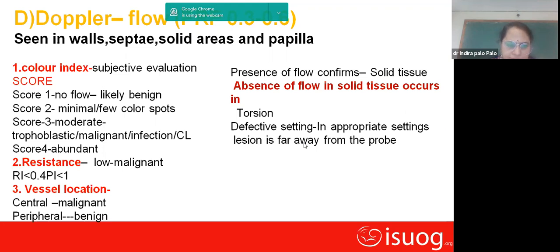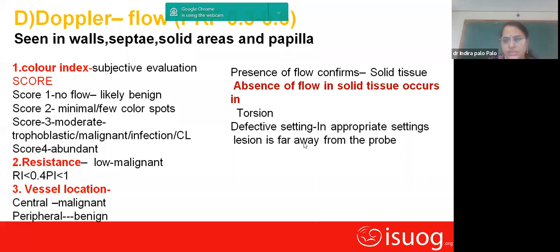If it is malignant, the RI may be less than 0.4 and PI may be less than 1 due to less vascular resistance in the malignant region. Again, you see what is the location of the vessel. If you find more abundant flow in the middle of a mass, the center of a mass, then probably it is a malignant lesion. And if you find vascularity only around the margin of the mass, the peripheral part, then probably it is benign.